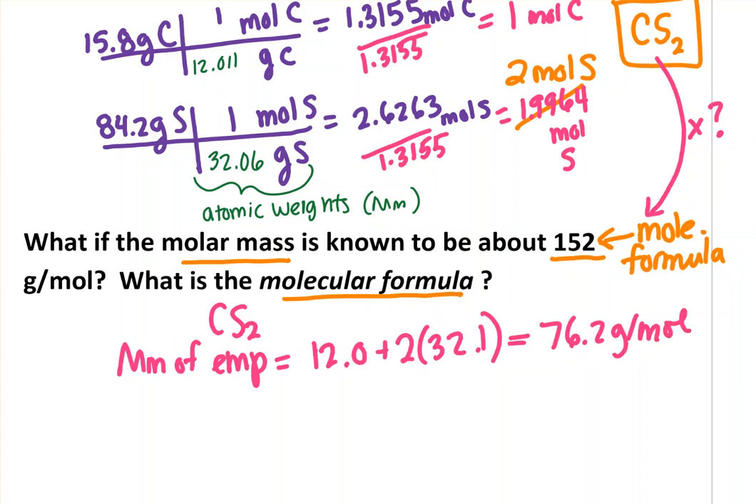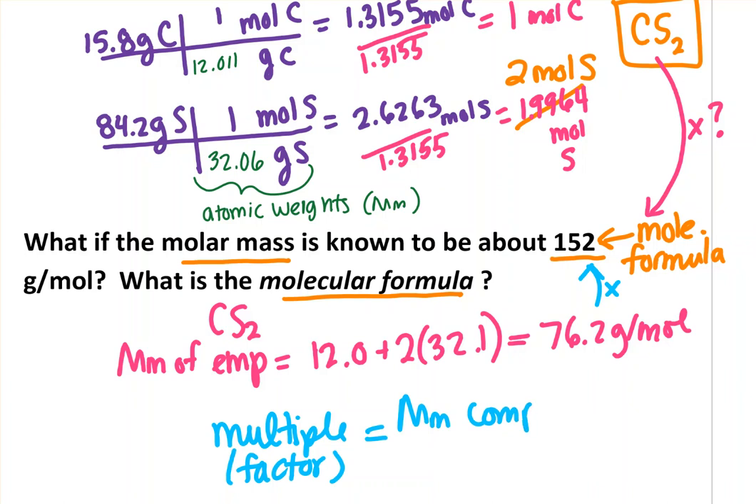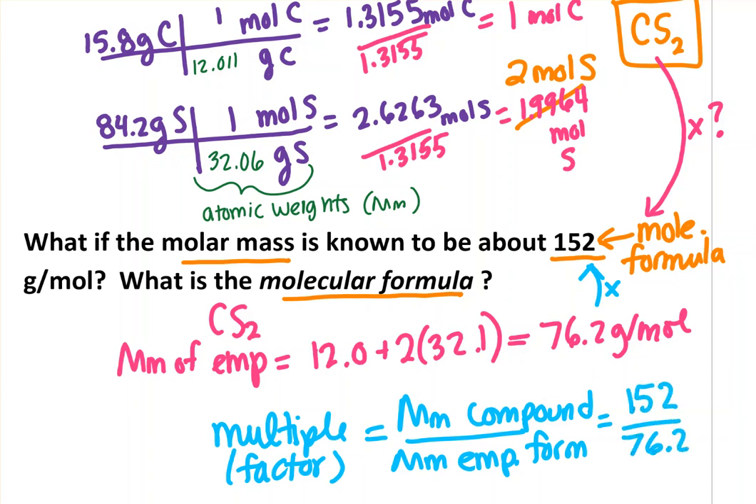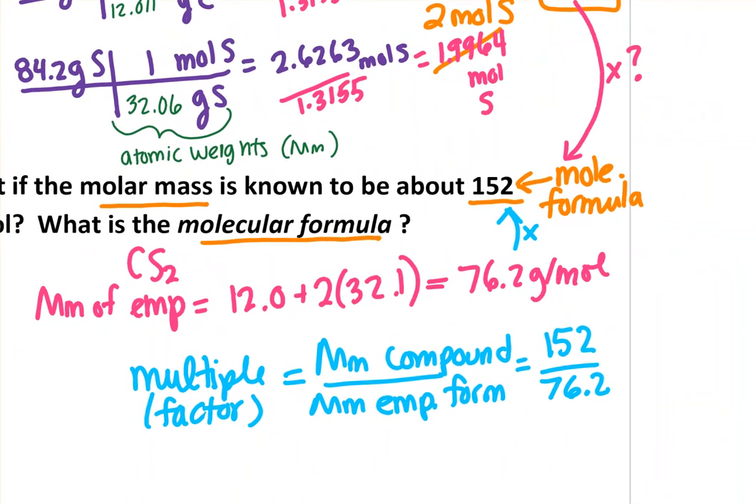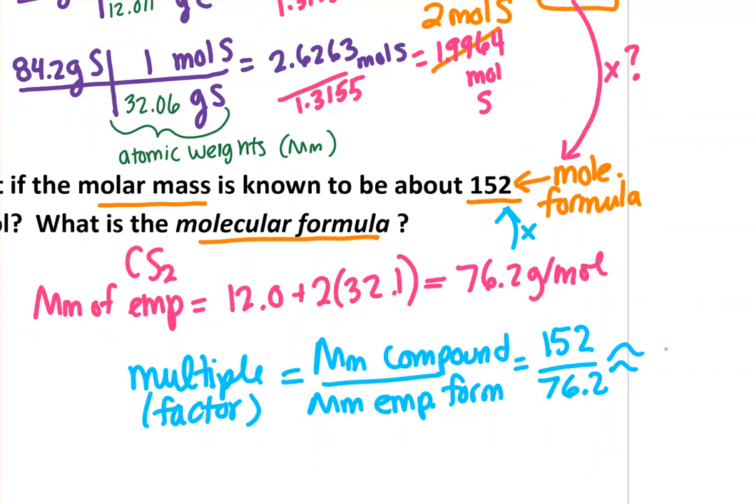And then again, we're saying, what multiple do we use to get up to 152? And the multiple, or the factor, sometimes call it, we'll get that by dividing the molar mass of the compound divided by the molar mass of the empirical formula. In other words, I'm going to take 152 and divide it by 76.2. And it may not come out exactly to a whole number, but that's just because of rounding. This comes out to about 2. So this is my factor.